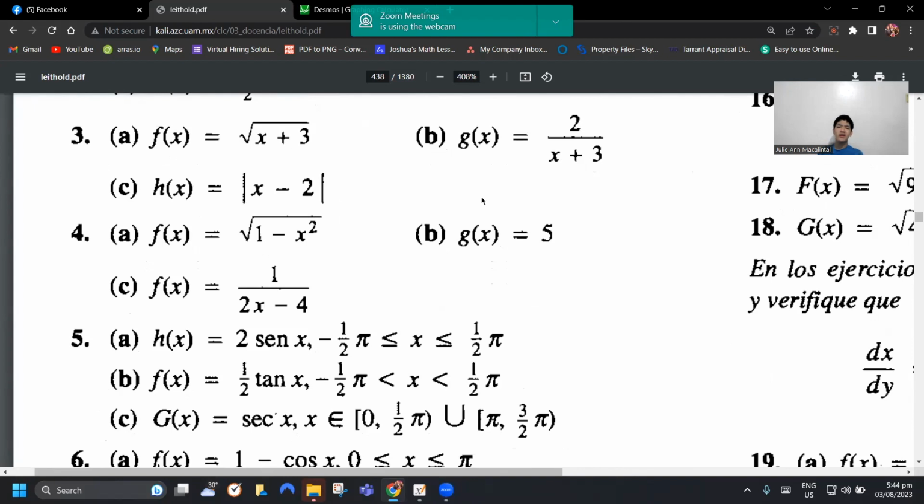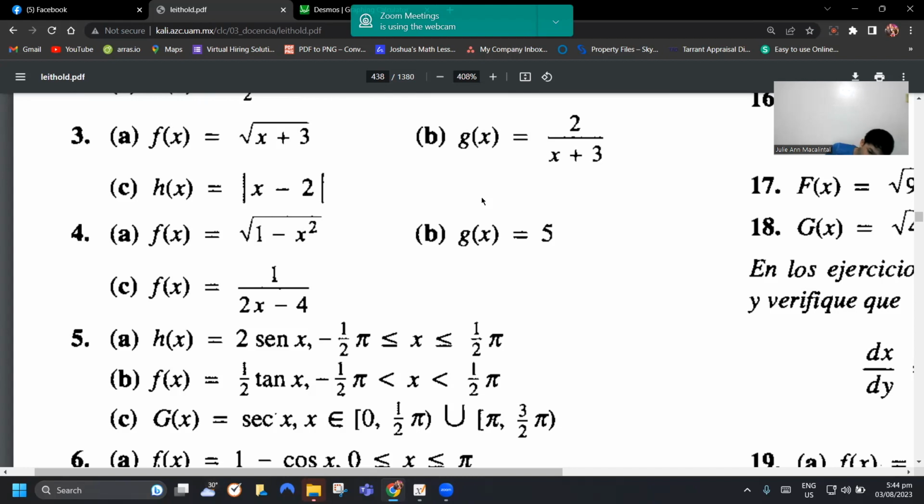Isa lang siyang point. Hindi, no. Vertical line pala siya. Hyperbola siya, di ba? Tapos nun, pag nag-horizontal line test tayo, isa lang yung tatamaan na point on the graph.